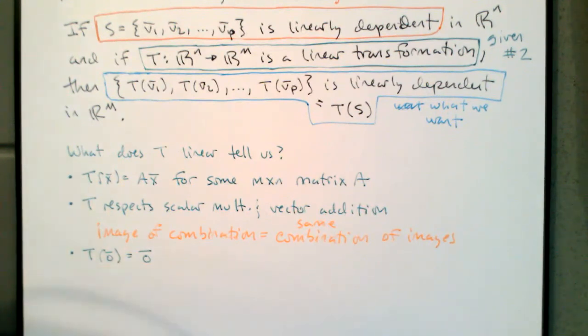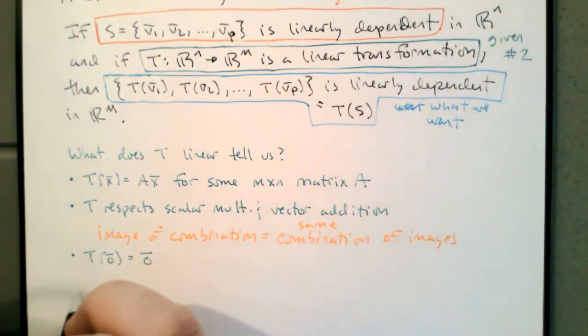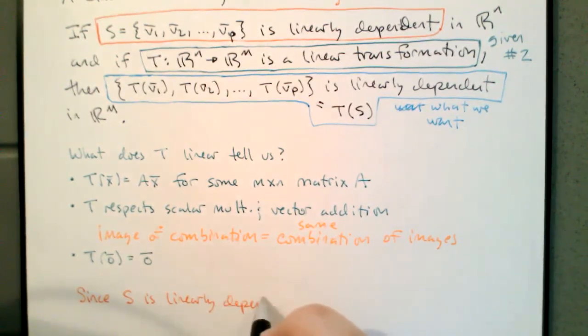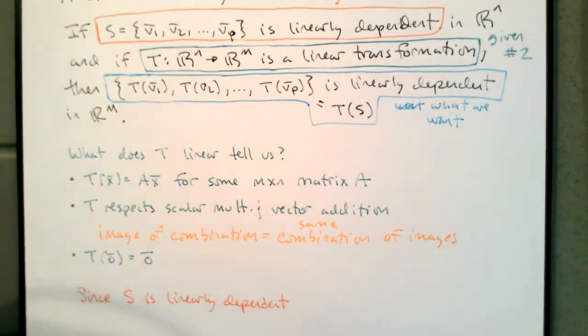We're also going to use the fact that T of 0 is equal to 0 since T is a linear transformation. So let's write down what we know. Since S is linearly dependent, one of these vectors is a linear combination of the others. Let's say that in a more concrete way. Let's use the homogeneous equation business.